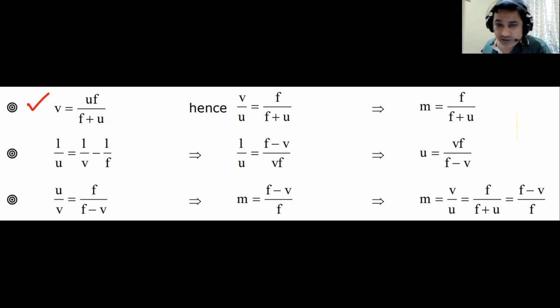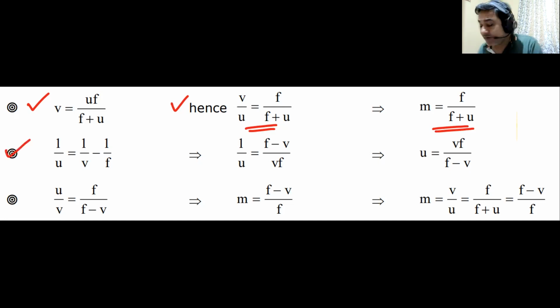U for real object is always negative. So V is UF upon F plus U. Do we understand this? Yes, sir. Therefore, V by U becomes F upon F plus U, and the magnification of the lens becomes F upon F plus U with proper signs.